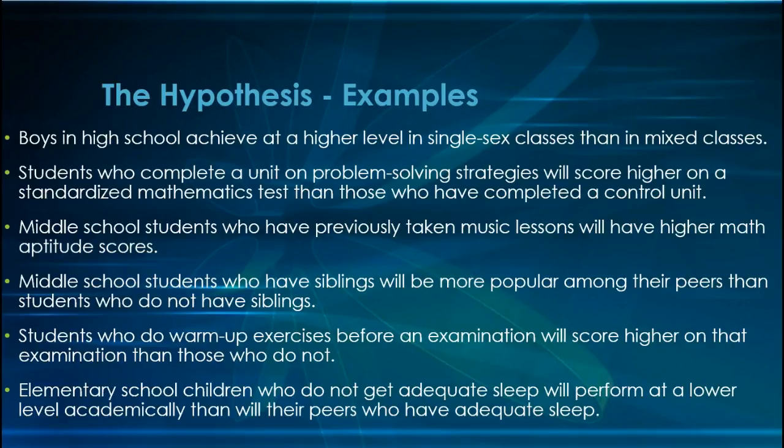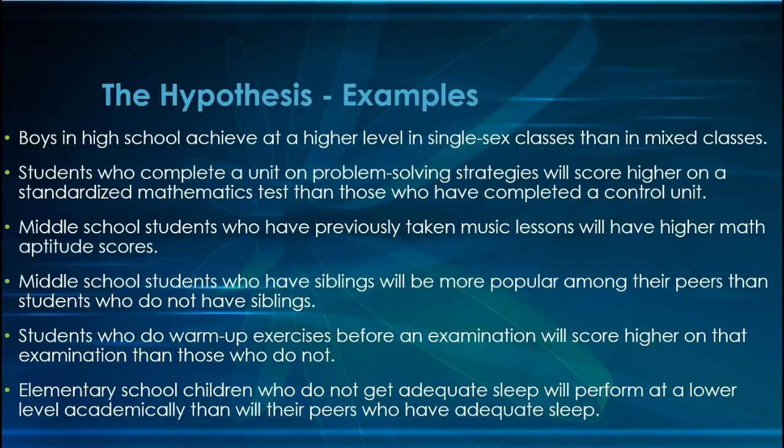A third example would be middle school students who have previously taken music lessons will have a higher math aptitude score. We'll talk about these examples in a second. Another example is middle school students who have siblings will be more popular among their peers than students who do not have siblings. Students who do warm-up exercises before an examination will score higher on that examination than those who do not. And the last example is elementary school children who do not get adequate sleep will perform at a lower level academically than their peers who have had adequate sleep.